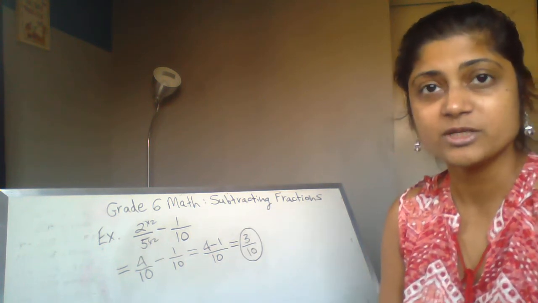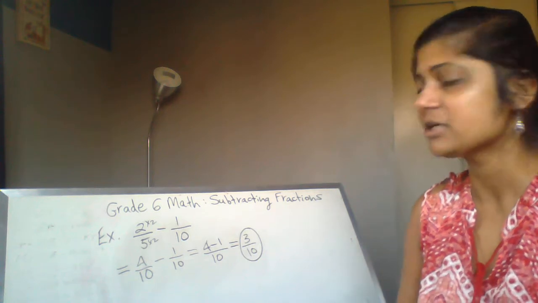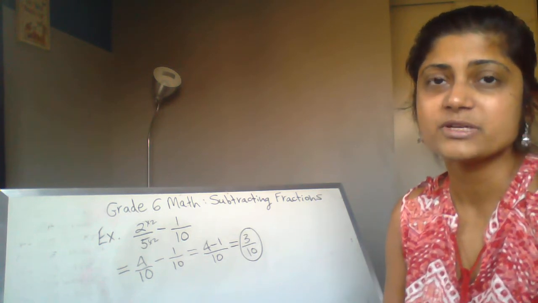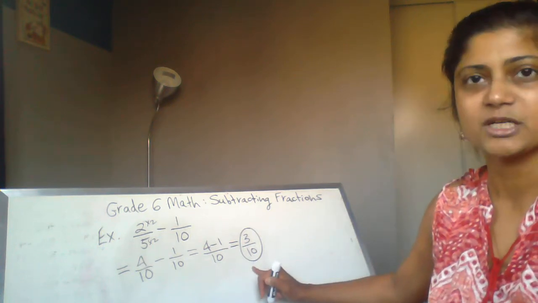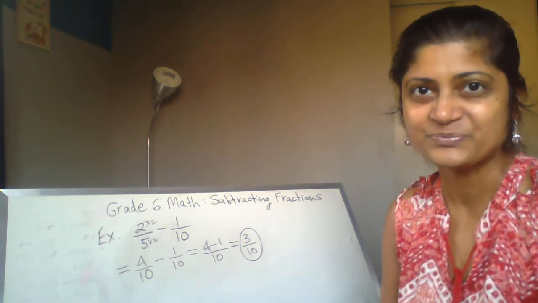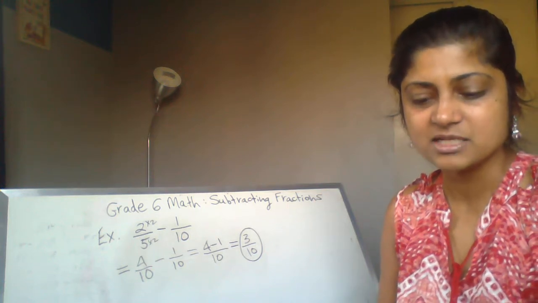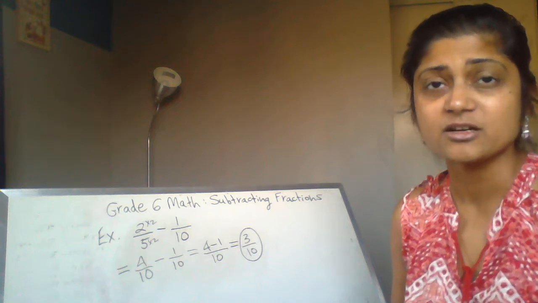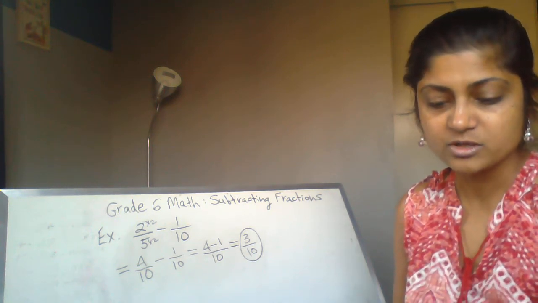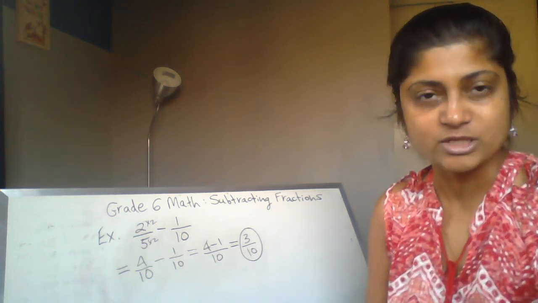Now again, when you get your final answer, always check that you can reduce it. Because 3 is a prime number, I can't reduce it anymore. So that's a good way to check and make sure that is your final answer. So this was basically just the fractions where you are changing one of the fractions to get the common denominator. We're going to move to the next set of questions here.